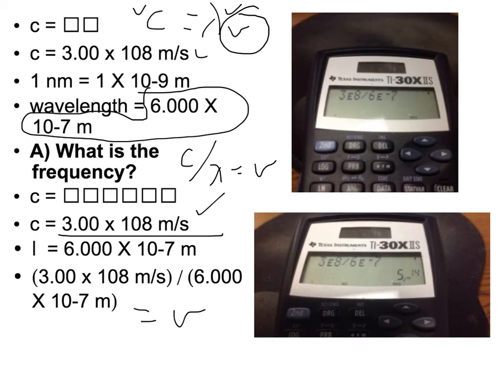To get that into your calculator, you're just going to hit the 3 key, then the second key, the EE key, the 8, then divide, 6, second key, EE, negative 7, and hit enter, and you should get this number here, which is 5 times 10 to the 14, which is then going to equal our frequency.